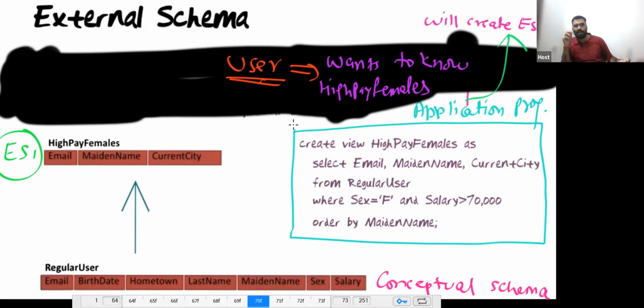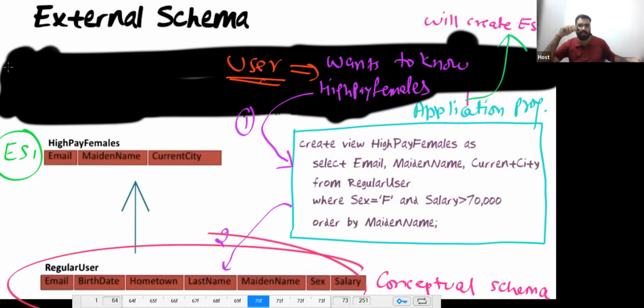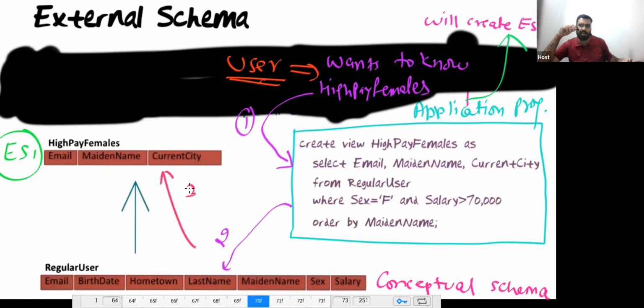But you are very smart. You are the database designer, or I can say you are the application programmer. You already have a program for this. So when this user wants this data, this program will be called. What will this program do? It will take the stored data in the database, create the external schema from it, and then give it to the user.